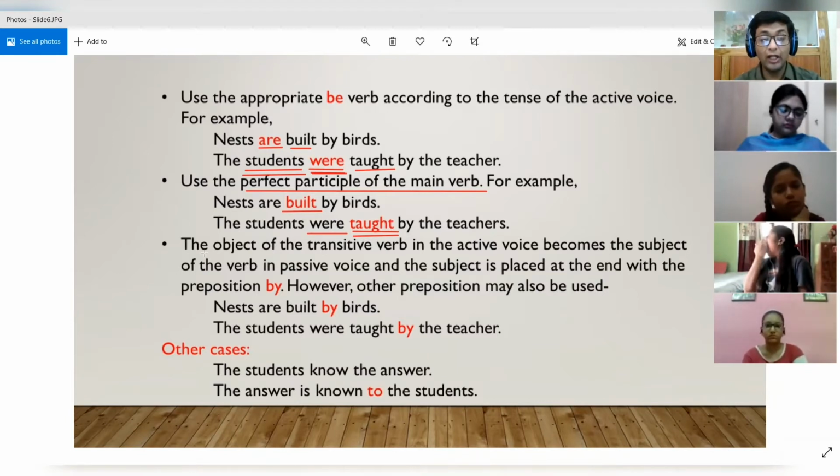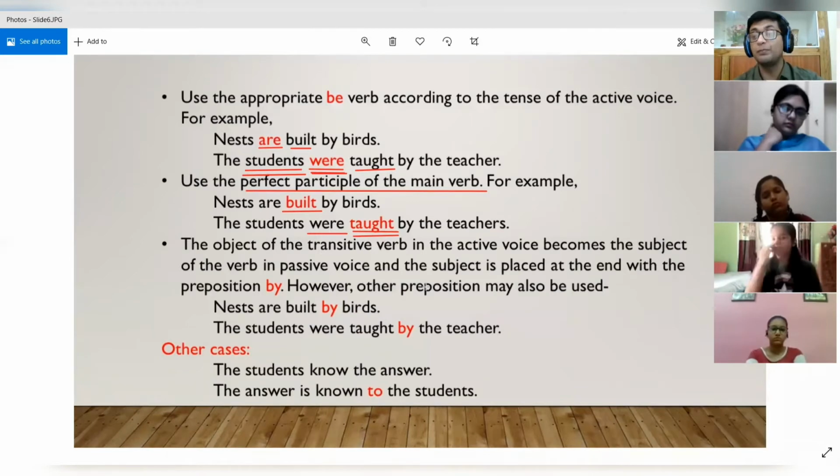All right. Now, one more thing is important: when we convert a sentence into a passive voice, we also require to use by before the object.